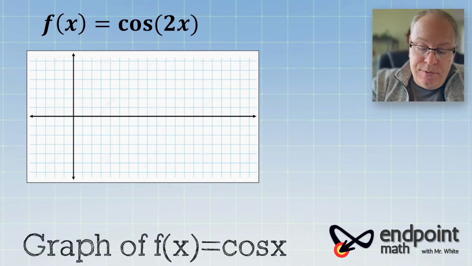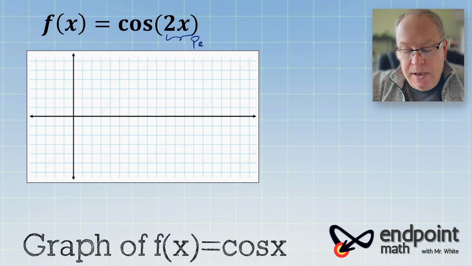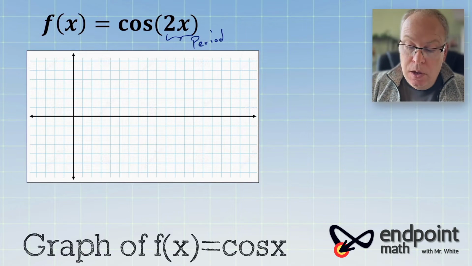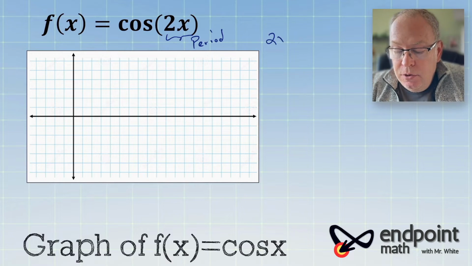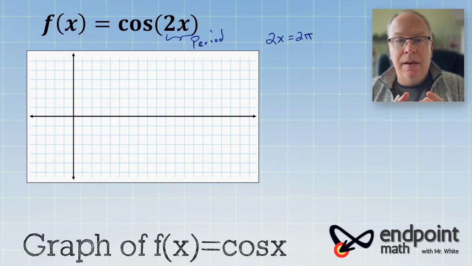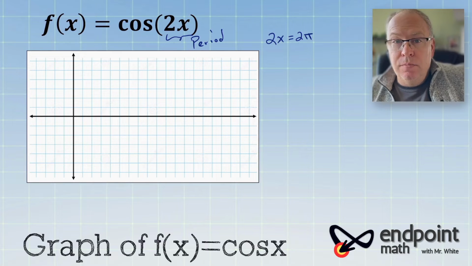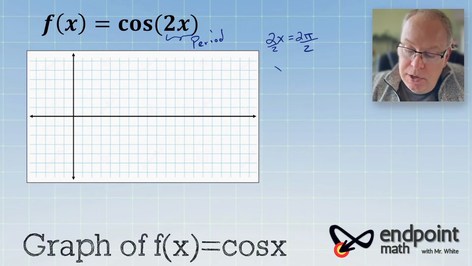Uh-oh. Now I've stuck a number on the inside. This affects the period. So how do we find the new period? Well, what I always tell my students is you take the 2x and you set it equal to 2 pi, because you're asking, hey, when is that thing going to finish? When will it equal 2 pi? Because cosine 2 pi is right back where we started again. So then if you divide by 2, you get x equals pi in this example.